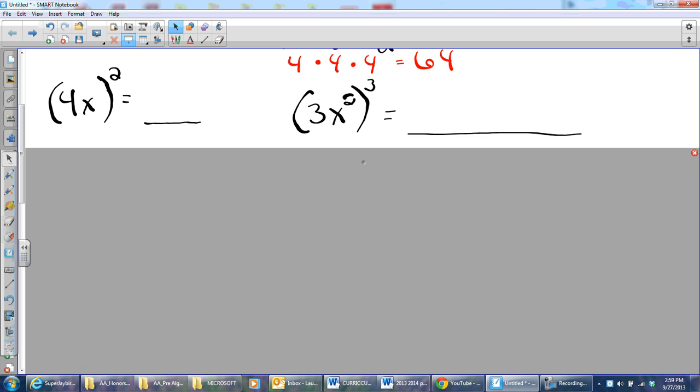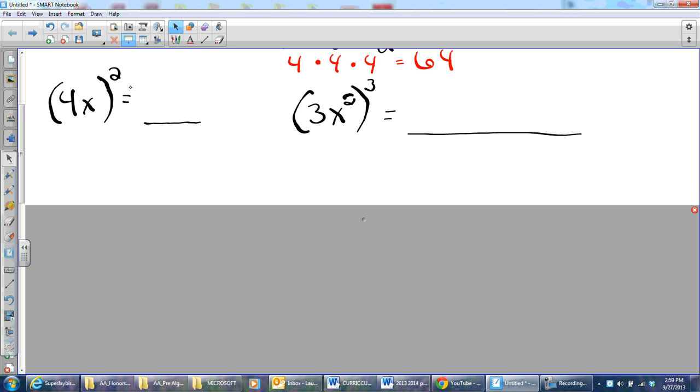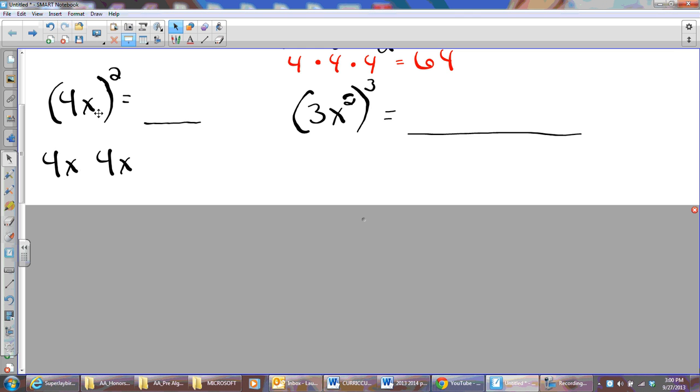All right, we have 4x squared. Well, that would be the same as 4x times 4x times 4x. And if you've been paying attention in class lately, you know that x times x times x will be an x cubed. Oh, silly me, silly Mr. Lawrence, excuse me. Let me change this exponent here to a 3. Sorry about that. Okay, so x times x times x is x cubed, and 4 times 4 times 4 from the last problem is 64.